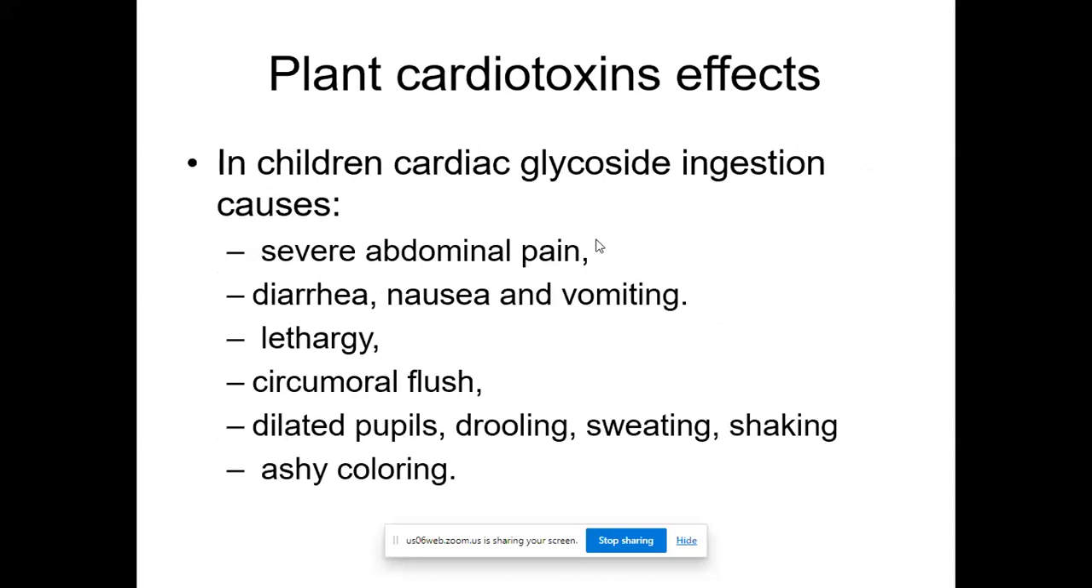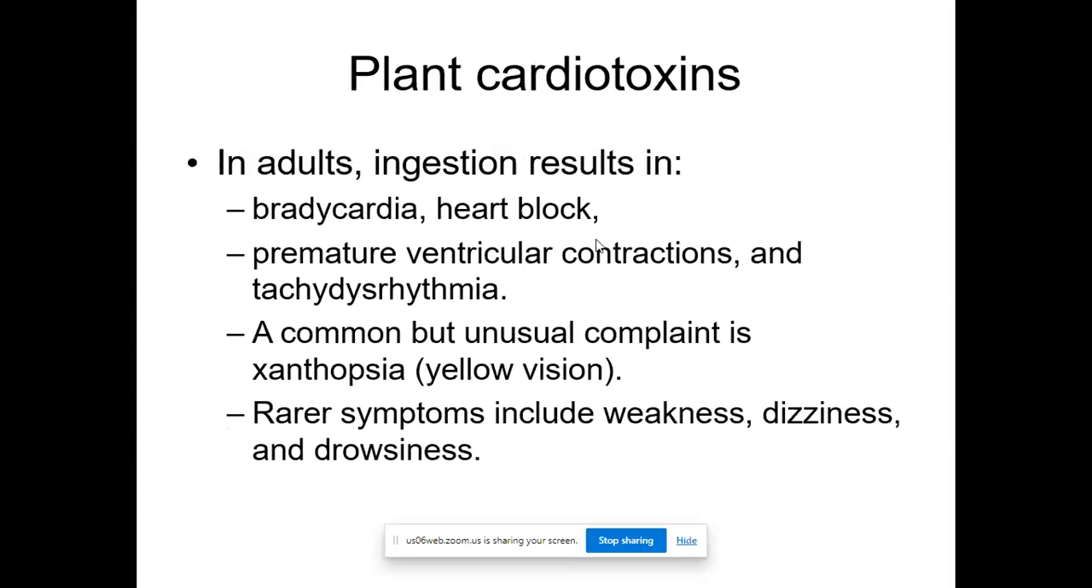For children, what side effects will you incur when they have taken too much of it? Nausea, abdominal pain, the common ones, vomiting, lethargy, flushing, and I think that is circular flushes, redness in the face maybe. Dilated pupils, drooling, sweating, shaking, pallor. For adults, next slide, they'll have bradycardia, heart block, premature ventricular contractions. A common but unusual complaint is xanthopsia, which is yellow vision, and others include weakness, dizziness, and drowsiness.